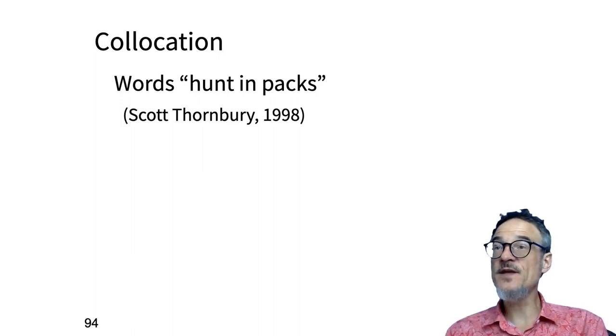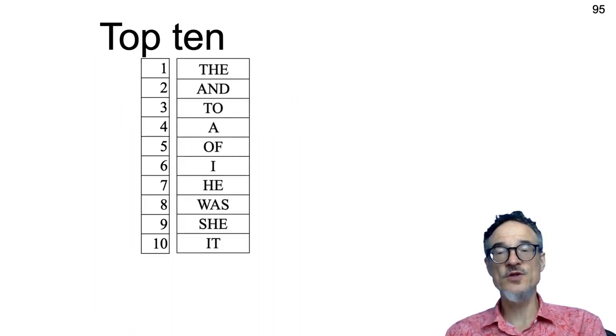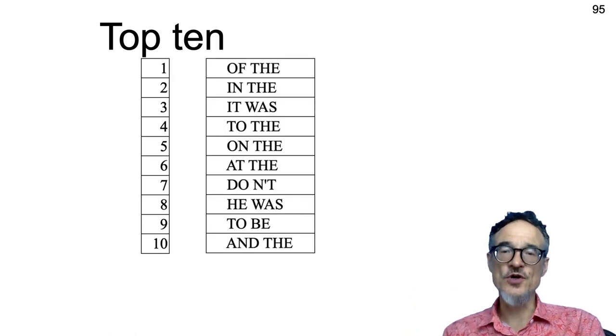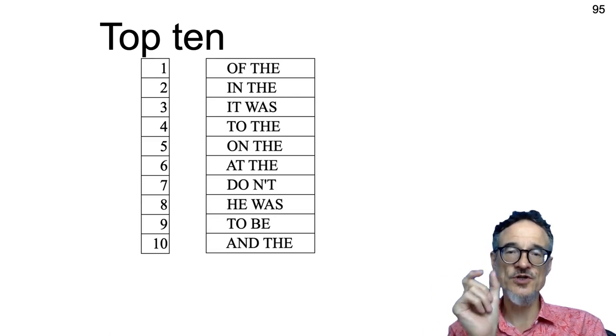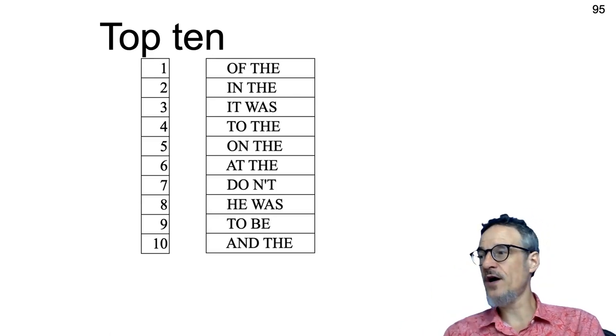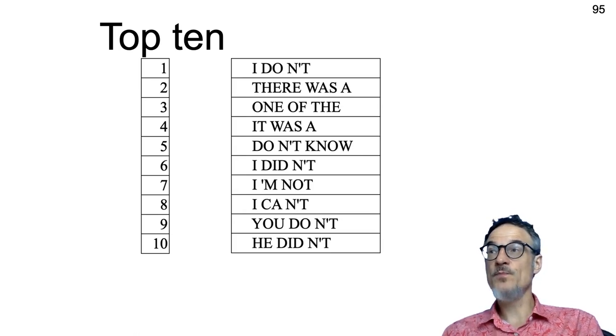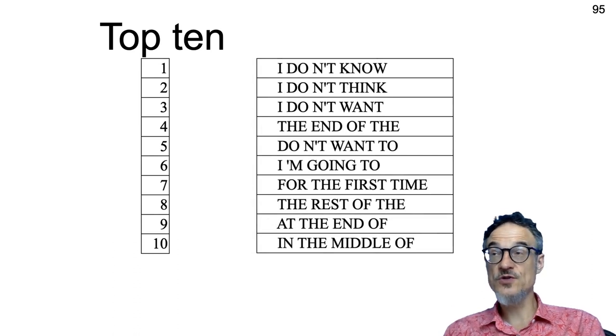And we can see this if we look at, before we looked at the top 10 words in English: the, and, to, of, I, he, was, she, it. We can also look at the top 10 double words. So if we see which pairs of words go together, we've got of the, in the, it was. We can look at groups of three words that go together: I don't, there was a, one of the, it was a. We can look at the groups of four words that go together: I don't know, I don't think, I don't want, the end.